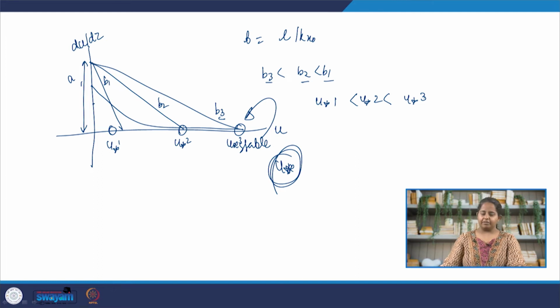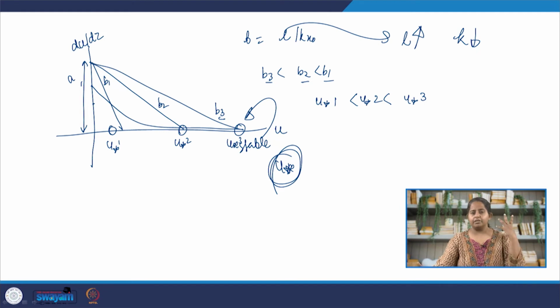So to increase the value of B, one is to increase L. If L goes up, B goes up. The other is to reduce K. So I'm trying to minimize the damage, minimize the tragedy that the outbreak will cause. And one method is to stop the initial infections.